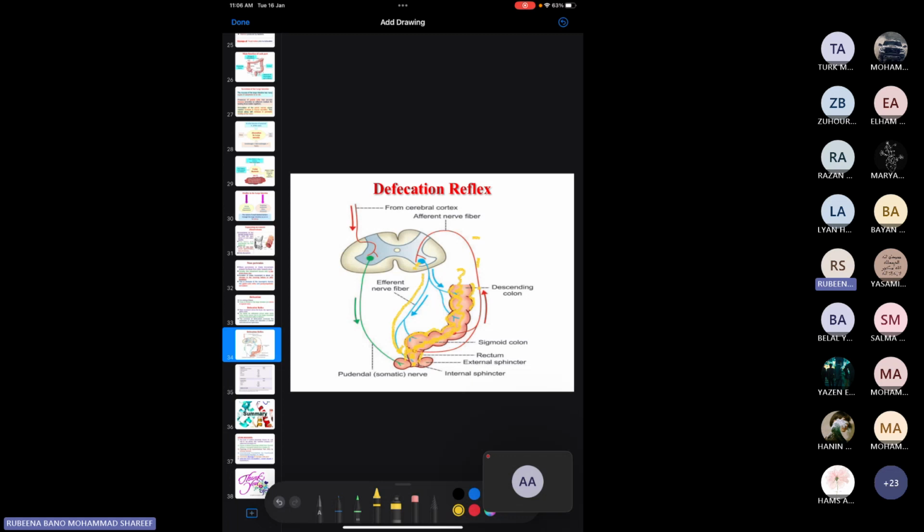But after some time, again there will be mass movement and there will be desire for defecation. And you find the favorable condition, there is a washroom, you want to defecate. So from the higher centers this input will come, and through the pudendal nerve it will reach the external anal sphincter, and this external anal sphincter will also be relaxed. So both internal as well as external anal sphincters are relaxed, and you can defecate. With this, the defecation process is completed.